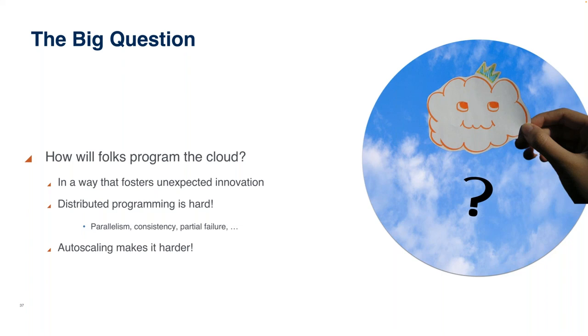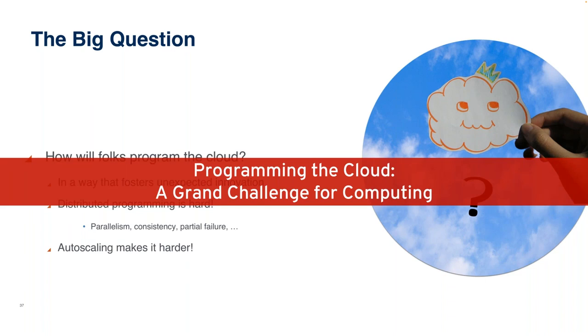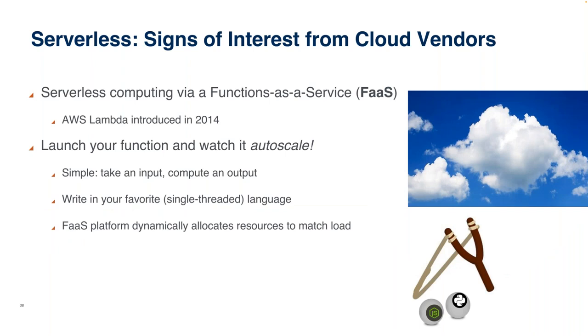And I'll say that distributed programming is hard, right? There's lots of things that are hard about making lots of computers work together. And the way we want programs to grow and shrink and minimize our costs when it's not being used and scale up when it is being used, all that stuff just makes this programming problem really difficult. So I think this is one of the grand challenges in computing today. A few groups are really working hard on this. My group at Berkeley is one, and I think there's been a lot of progress. From the cloud vendors, we're starting to see interest as well.